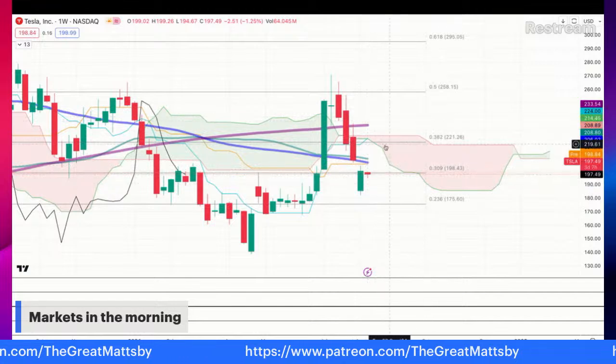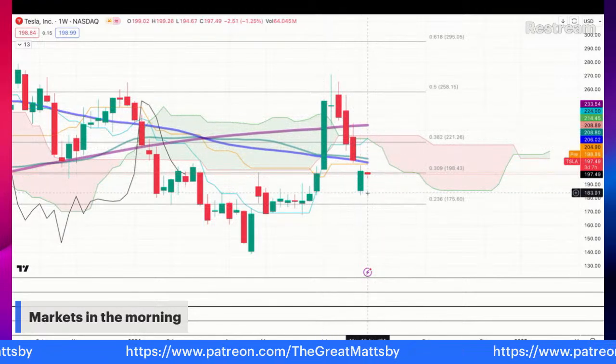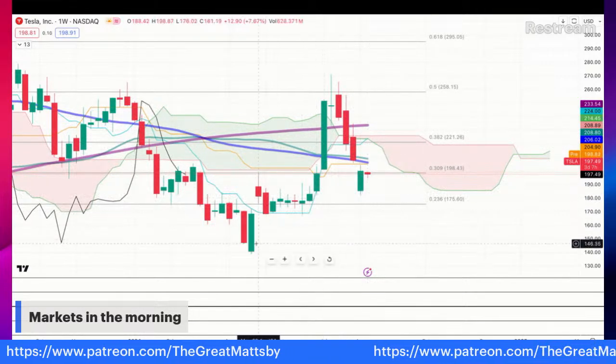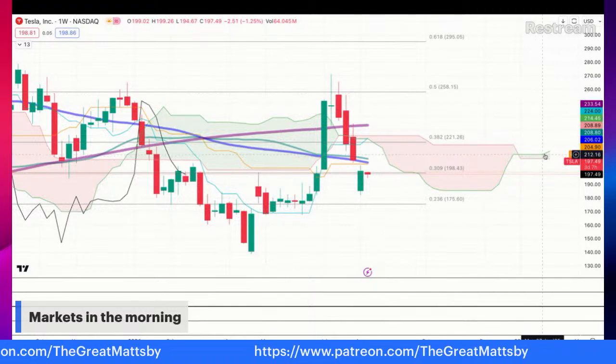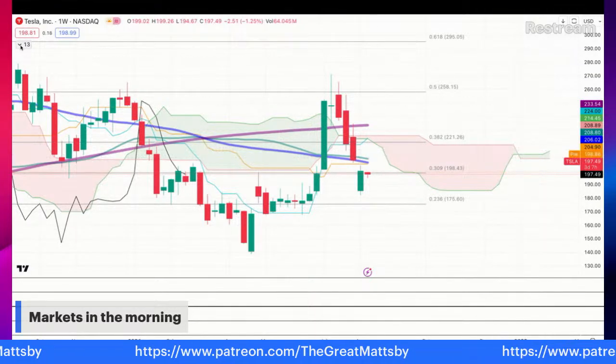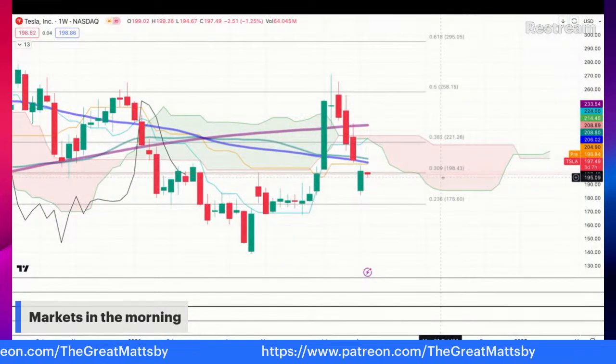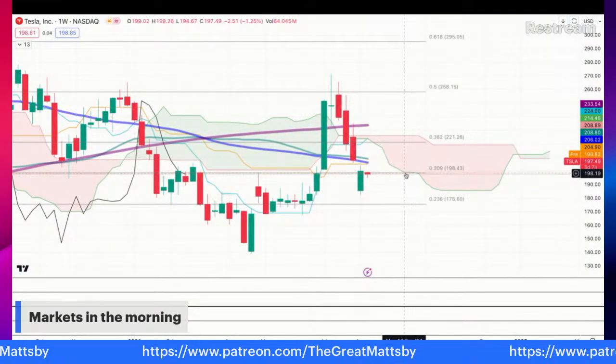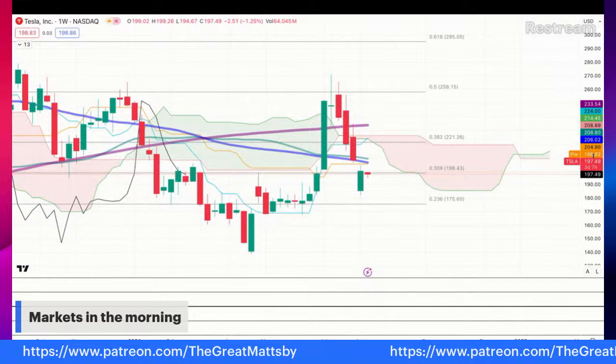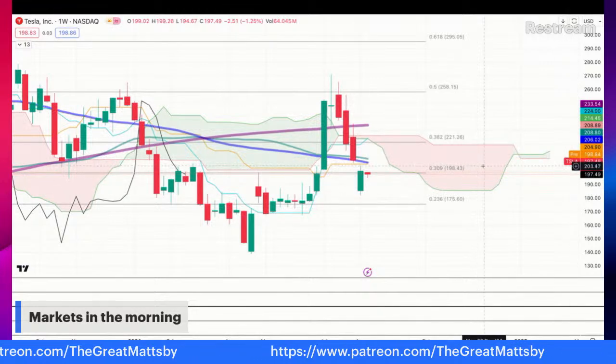But I do like how this is finding a higher low from here, from here. It's really good. The cloud in the future is green, right? So lots of bullish developments there for Tesla, as long as this 198 level holds. And currently pre-market's at 198.82. So that's a good setup right there.